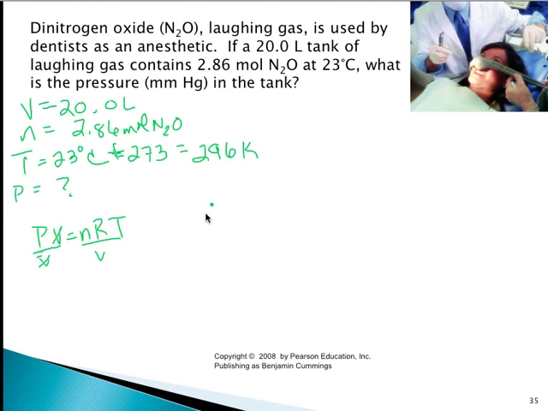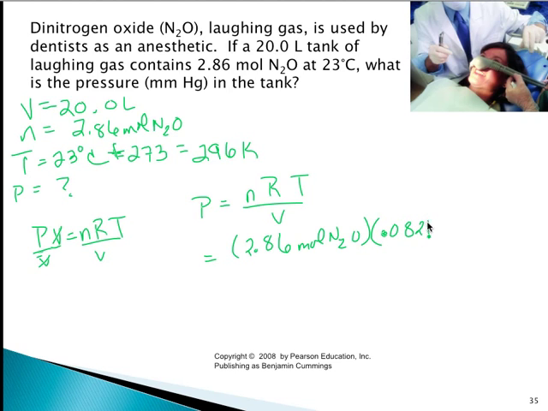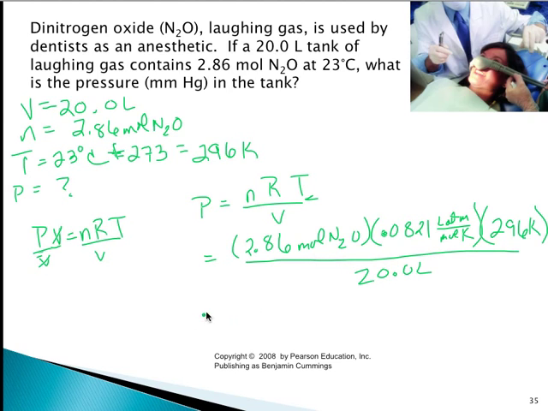This volume cancels out. I get P, pressure, is equal to the number of moles times R times T over the volume. Do I know the number of moles? Yes, I do. 2.86 moles N2O. R is 0.0821 liters atmospheres per mole Kelvin, times my T, that's 296 Kelvin, over my volume, which is 20.0 liters.